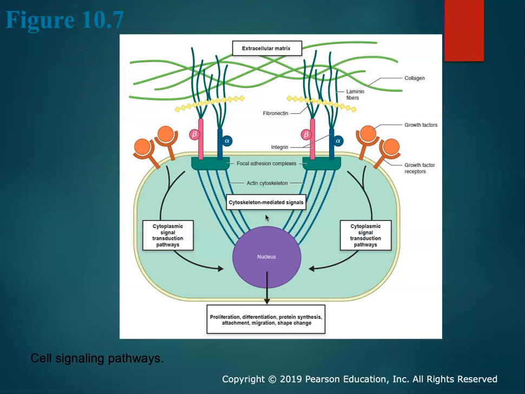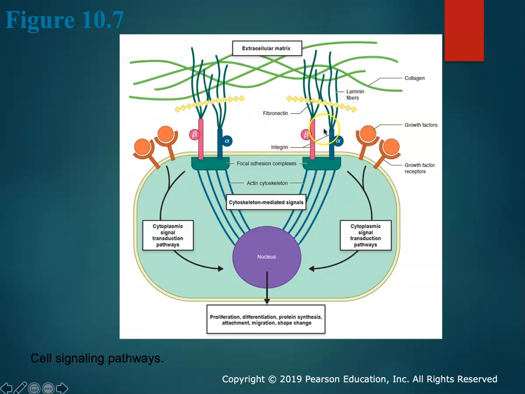So let's look at the next slide. Figure 10.7 here shows a couple of different things. Again, we talked about the extracellular matrix. If you look at these here, these are integrin receptors. These receptors will actually interact with proteins that are in the extracellular matrix, and so these are involved in setting up those cell-to-cell interactions that we talked about.